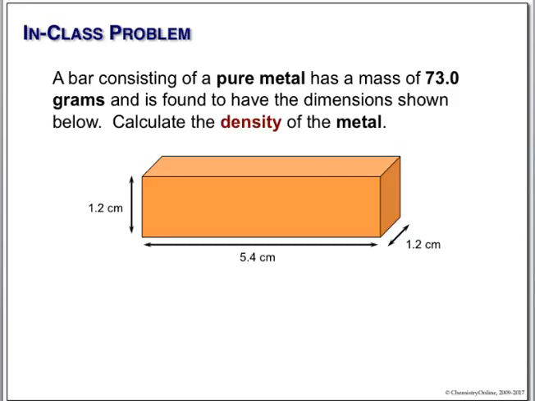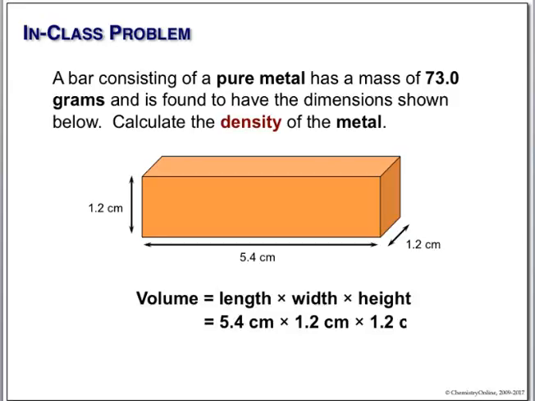Step 1, we need to find the volume of this. Now it's a rectangular solid, so the volume is simply going to be length, width, and height. Multiply them all together. 5.4 times 1.2 times 1.2. Calculator will tell you this is 7.776.